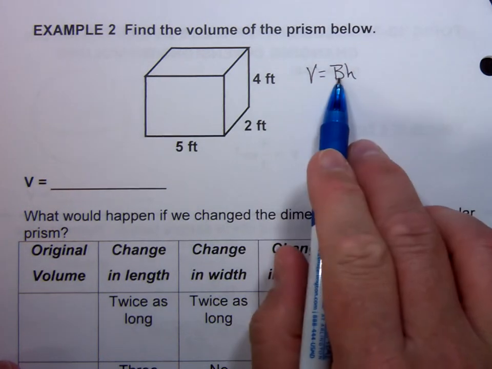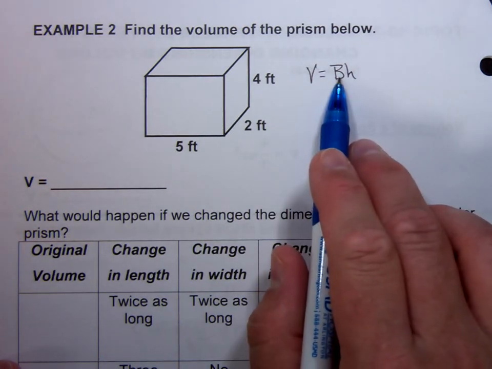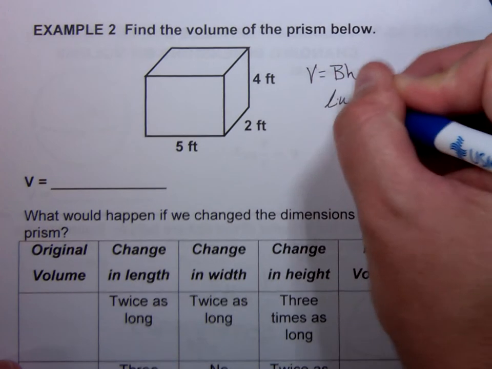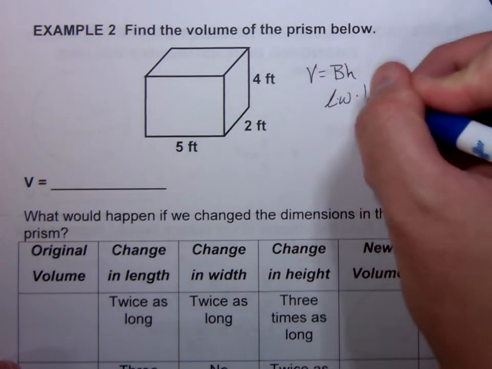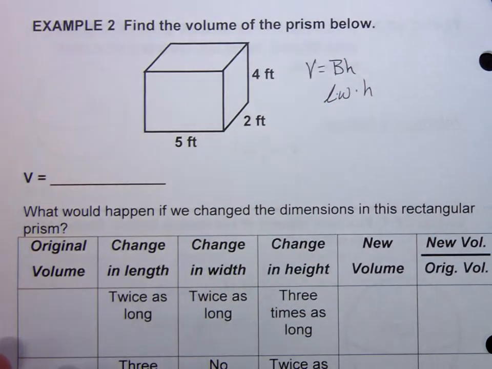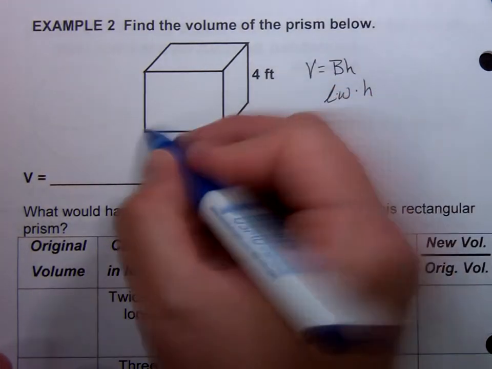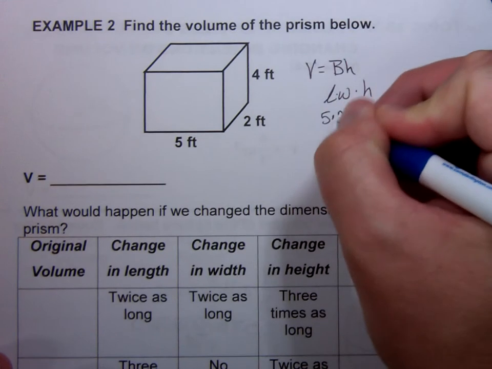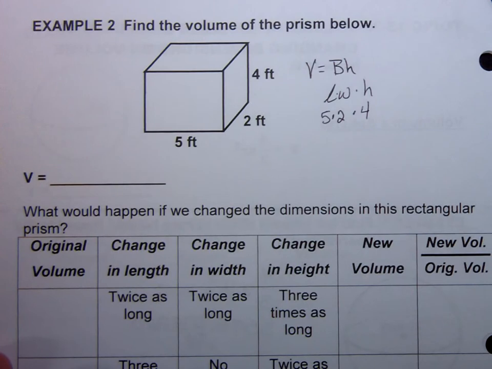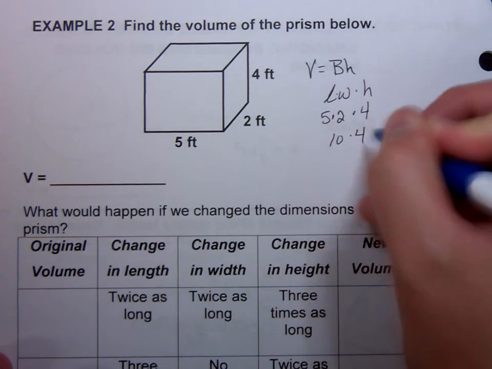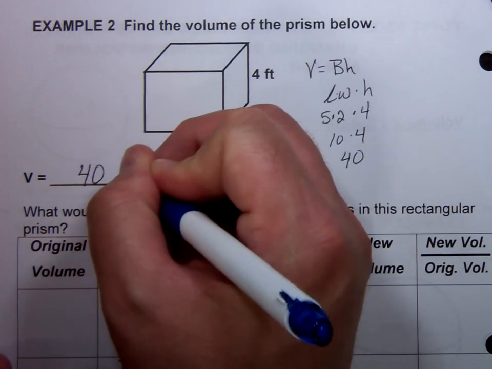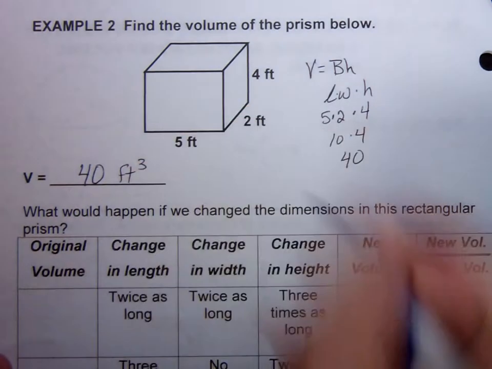And the base on a rectangular prism is a rectangle. And we find the area of a rectangle by doing length times width. So the area of the base is length times width. And then we multiply the area of the base times the height. So the length and width are 5 and 2. And then the height is 4. So 5 times 2 is 10. 10 times 4 is 40. So this has a volume of 40 feet cubed.